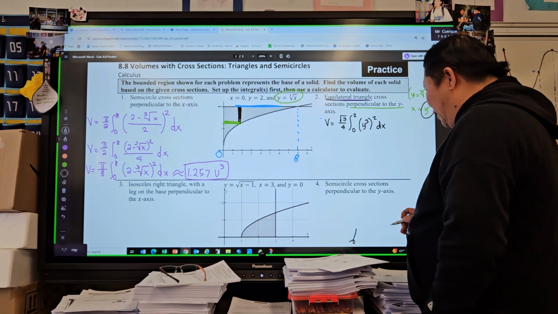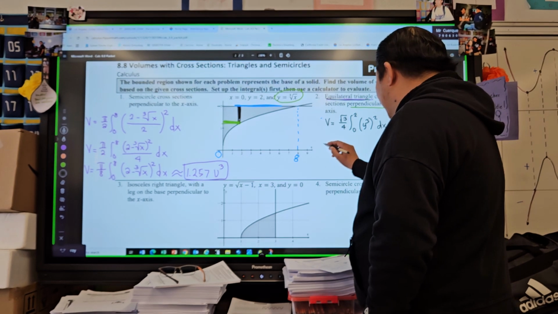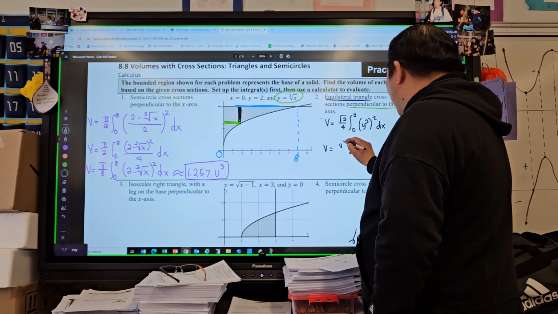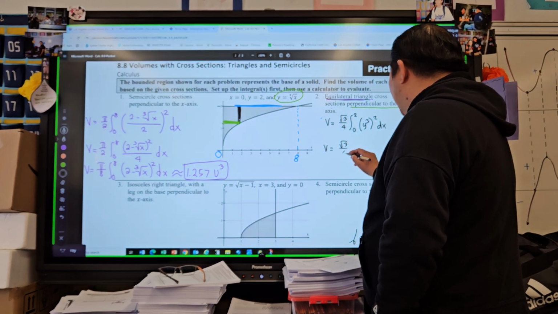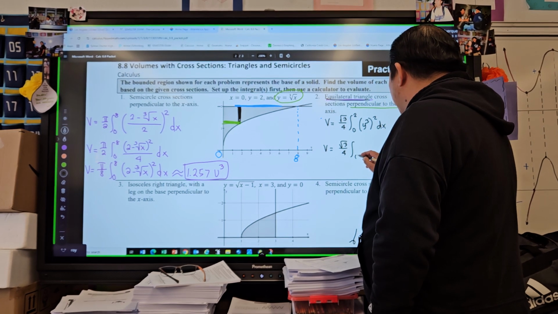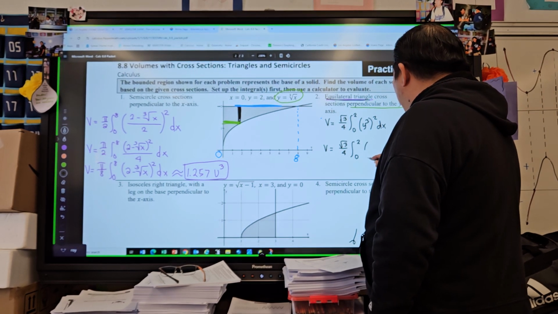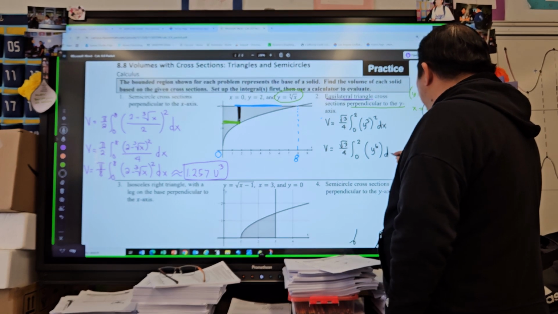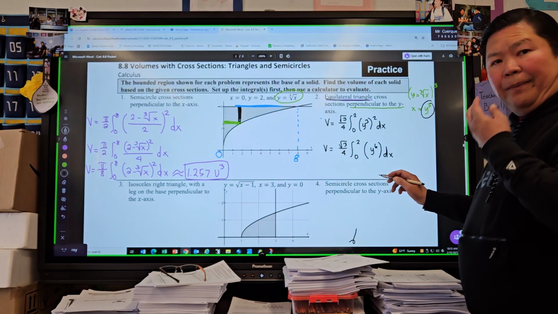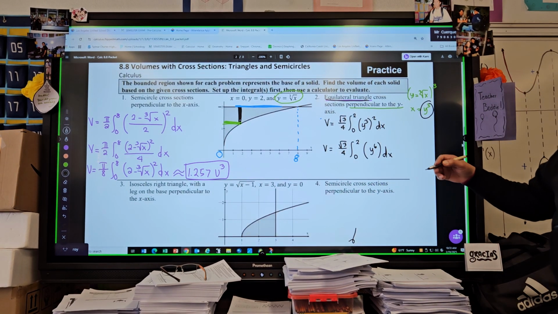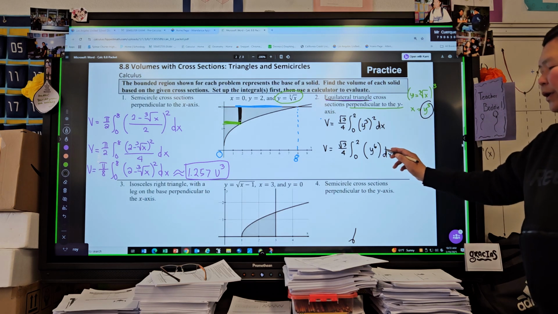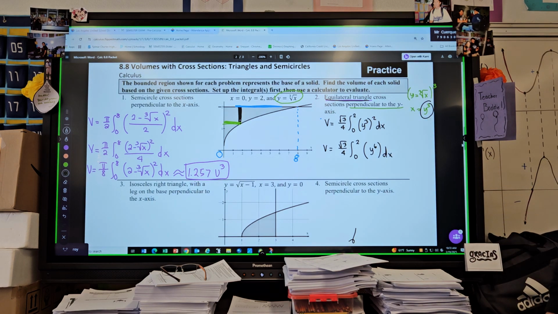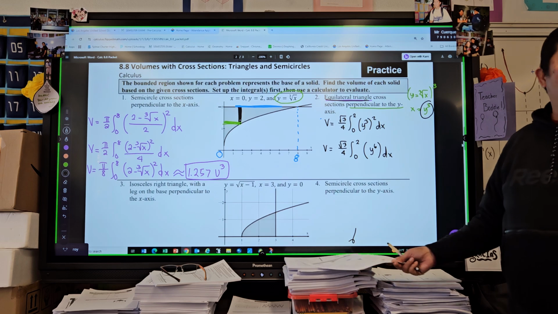Okay, you're gonna multiply. So that means volume is equal to square root of 3 over 4, the integral from 0 to 2, and you have y to the power of 6 dx. So this is how you set up the integral. And then after that, use a calculator to evaluate this one. Let me try right now.